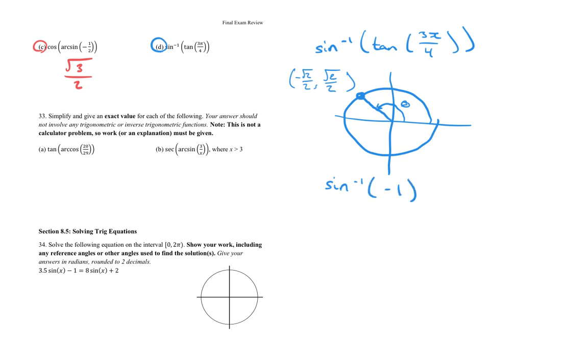So where does sine give us a negative 1? If sine is our y coordinate, we know it's got to be down here, and the only spot that we have a negative 1 for y is right here. So we just need to know what this angle is. That angle is going to be negative pi over 2.